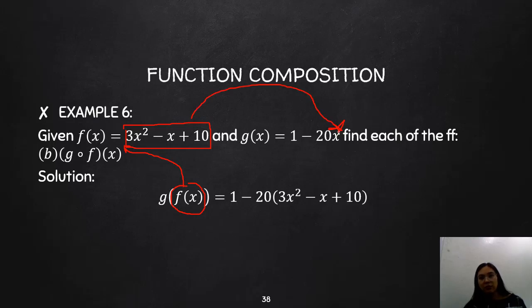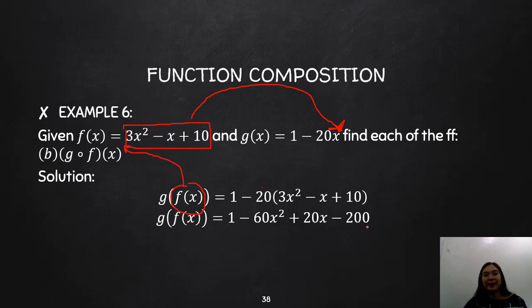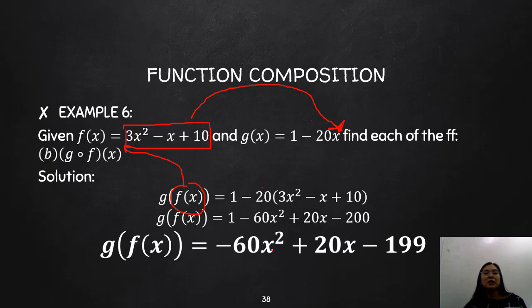Such that you will have g of f of x equal to 1 minus 20 multiplied by 3x squared minus x plus 10. And if we try then to distribute 20 to this quantity, you will get 1 minus 60x squared plus 20x minus 200. And then combining like terms together and simplifying it further will give you negative 60x squared plus 20x minus 199.